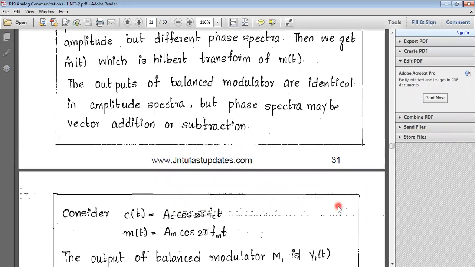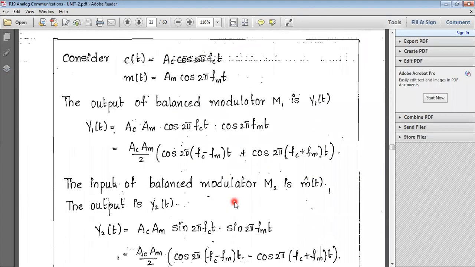Now coming to the output of the first balanced modulator, observe one point. The outputs of the balanced modulators are identical in amplitude spectra, but phase spectra may be vector addition or subtraction. This is observed with mathematical analysis. For that purpose, consider C of t as AC cos 2 pi FCT. Do the analysis and note it down.